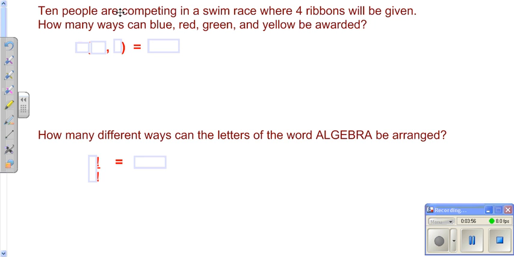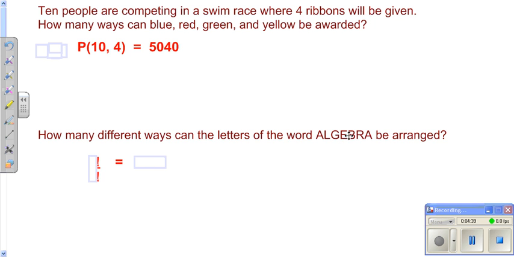So we have 10 people competing in a swim race with 4 ribbons given. How many different ways can they be awarded? Well, when you're looking at first, second, third, and fourth place, the order in which you assign people there does make a difference, so it's a permutation. How many people do we have to choose from? We have 10 to choose from. How many are we selecting? Blue, red, green, yellow, that's 4. So we use our formula and you get 5,040.